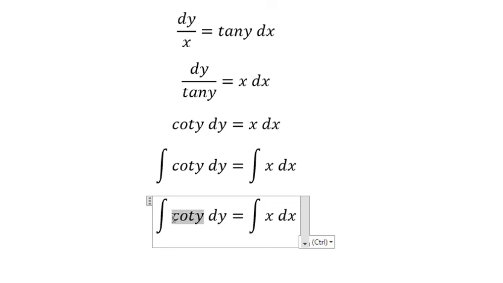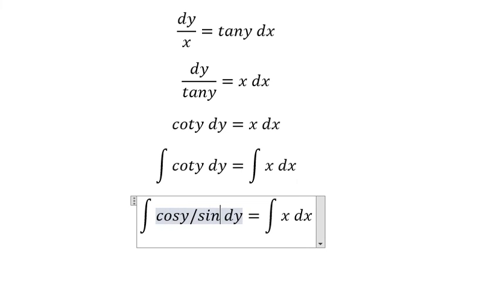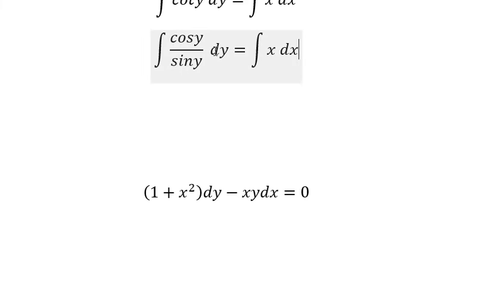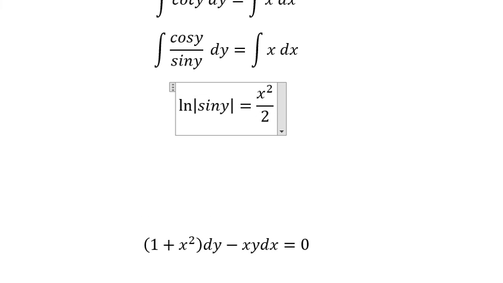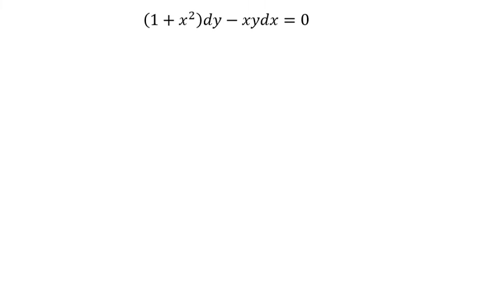So this one you got about cosine y over sine y. The integration of this one, you got ln of the absolute value of sine y. The integration of x, you got x squared over 2, and we put about c. Now let's go to the next one.